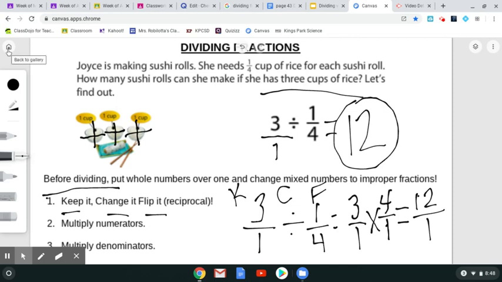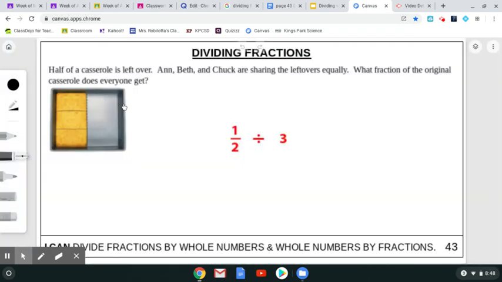So now let's try the other side of my rules card. This problem says half of a casserole is left over. And Beth and Chuck are sharing these leftovers. What fraction of the original casserole does everyone get? So when I did this problem, I said, what am I dividing up? I'm dividing up half of a pan here. So that half needed to go first this time. And I'm dividing it so that Anne and Beth and Chuck can all get some. So I'm dividing it by 3.